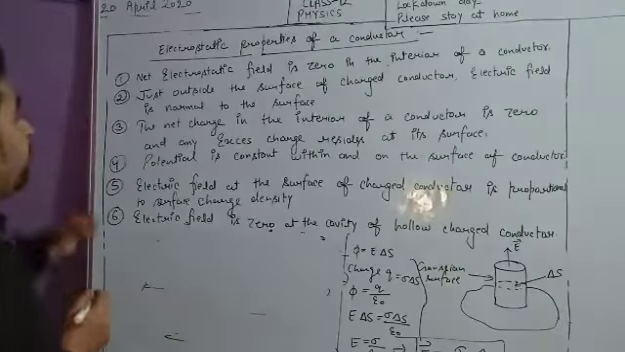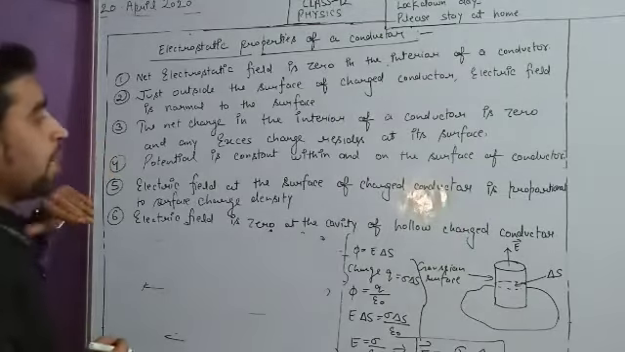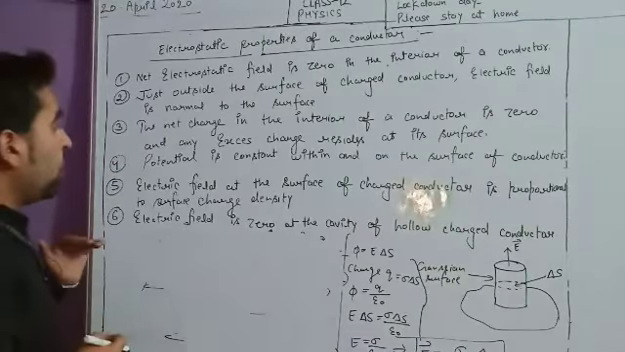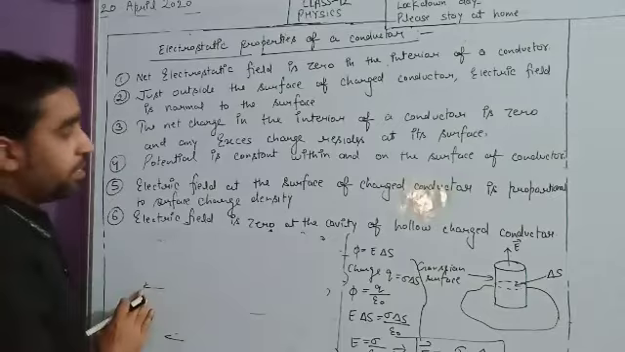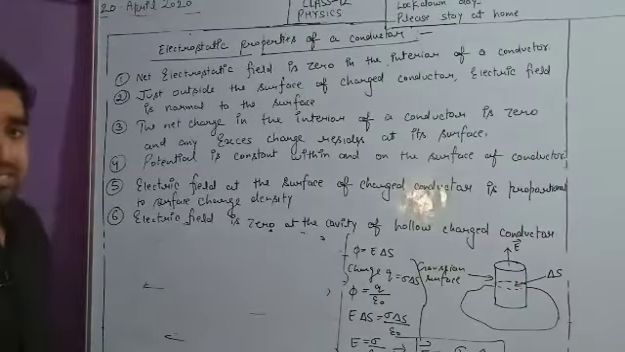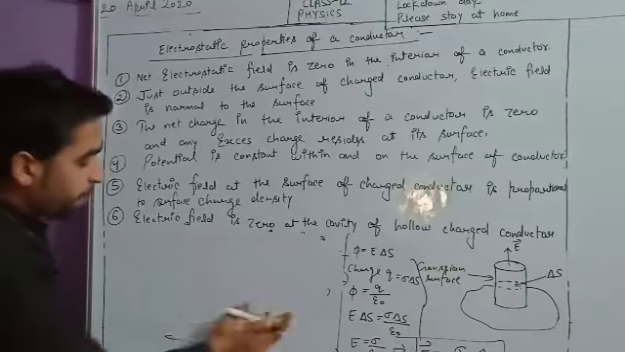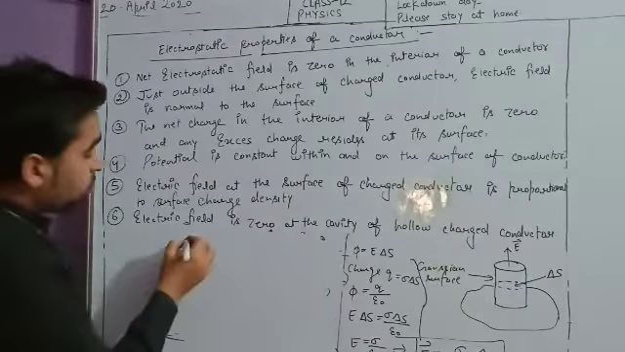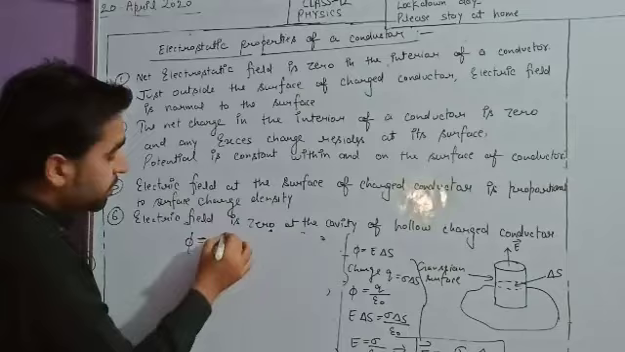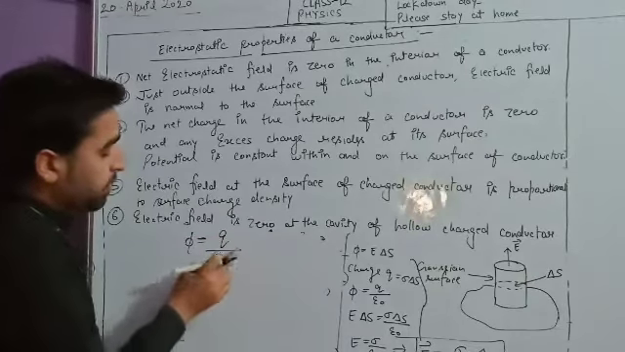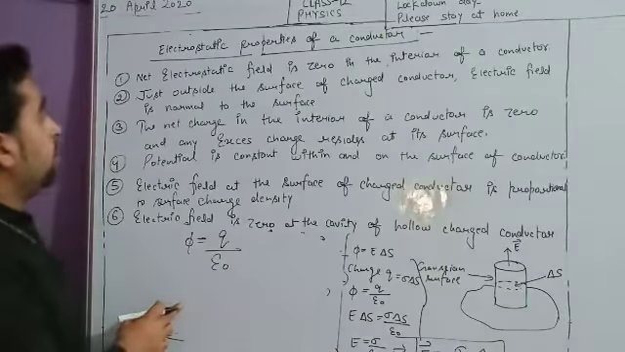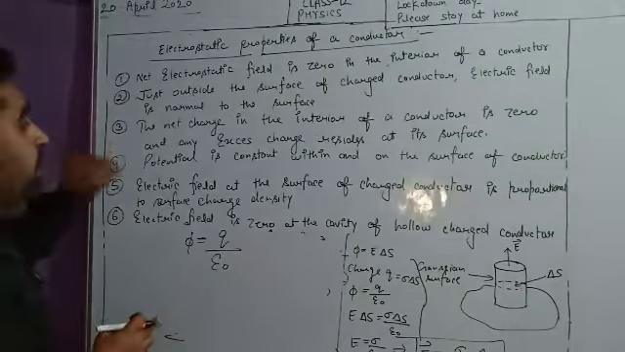Now students, the third point is that the net charge in the interior of a conductor is 0 and any excess charge resides at its surface. How can we solve this problem? We can solve it by applying Gauss's theorem. Gauss's theorem tells us that the flux coming out is 1 upon epsilon naught times the charge enclosed. Okay, and what have we studied?